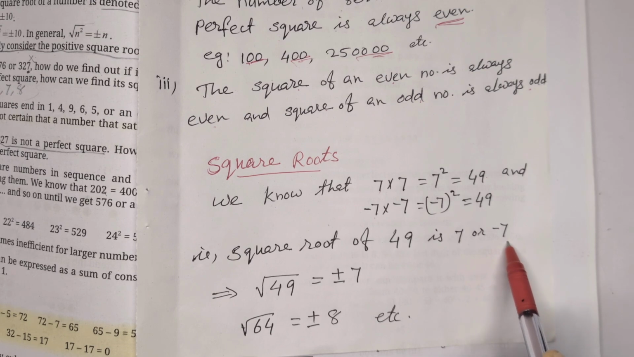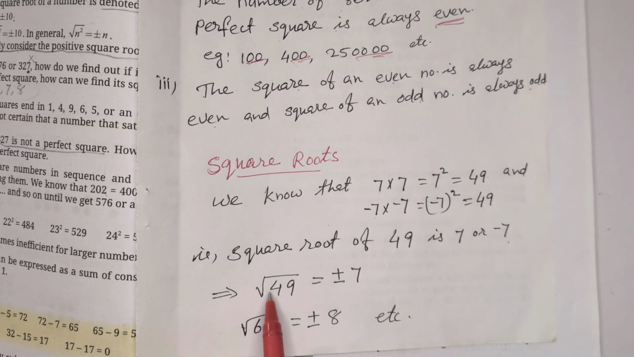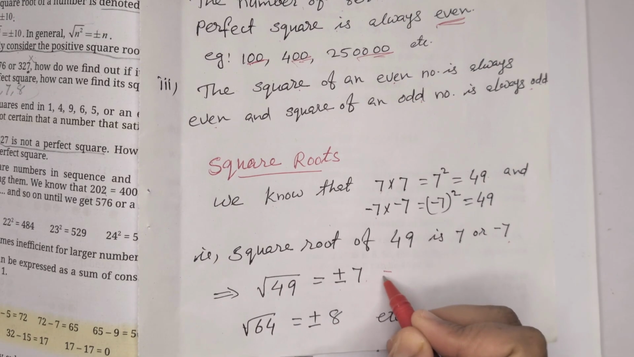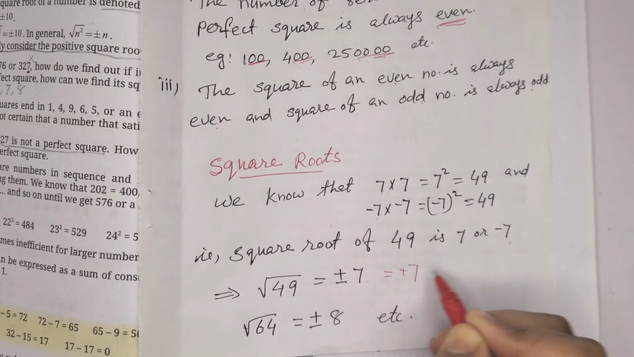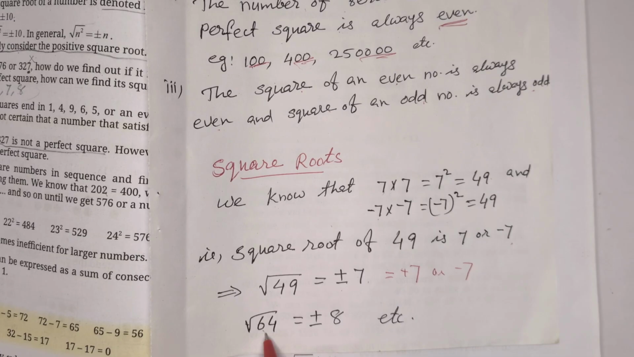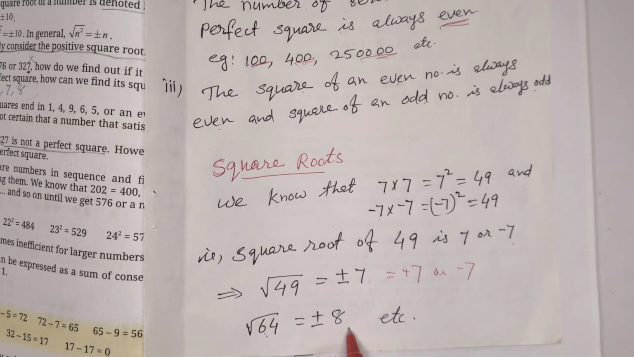But in this chapter we are considering only positive numbers. The square root of 49 we can write together as plus or minus 7. If we write like this, it means plus 7 or minus 7 can be the answer. Root of 64 is plus or minus 8, etc. Like that way it will come.